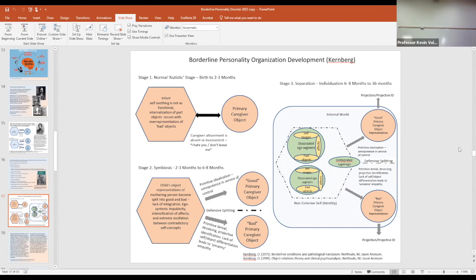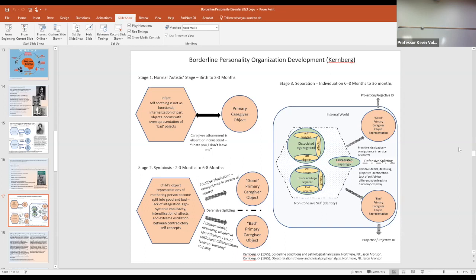So this is what we saw basically when we talked about narcissistic personality disorders. It's pretty much the same up until this point, and what's different is this. So again, we have the infant, self-soothing is not functional, internalization of part objects, overrepresentation of bad objects, primary caregiver absent, inconsistent, the 'I hate you, don't leave me' thing going on here. This sort of bad caregiving going on here, abusive, right?